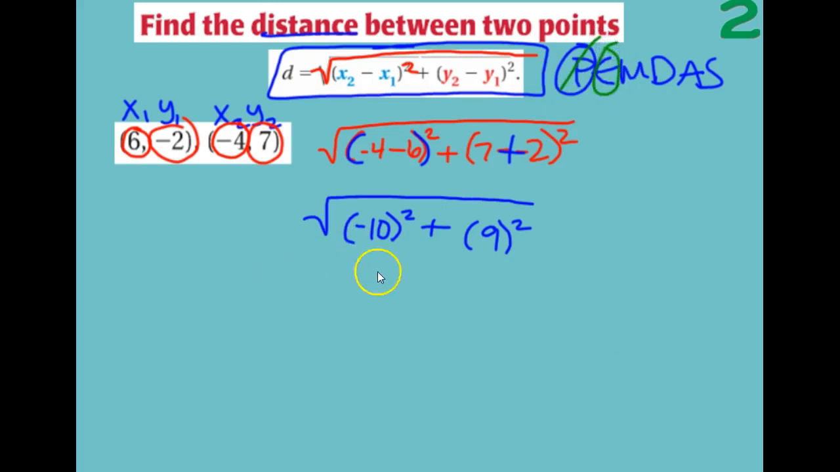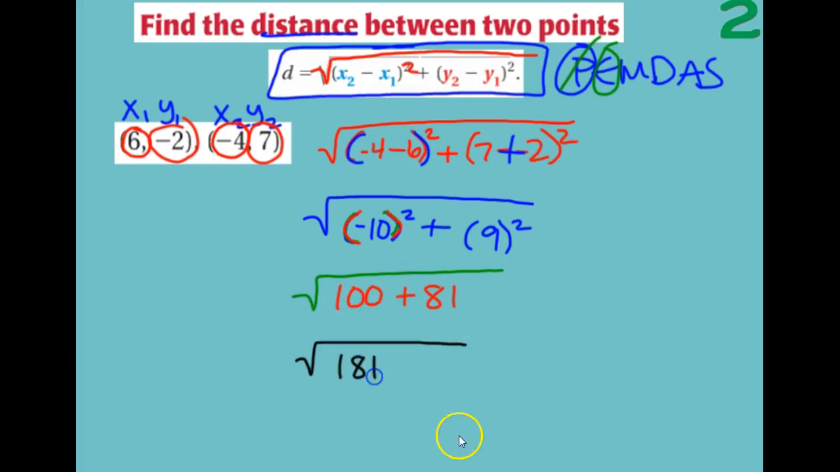Now we're going to do our exponent. So -10 squared, that's -10 2 times. So -10 times -10 makes a positive 100. Plus 9 squared, 9 times 9 is 81. So then finally, we can add and subtract. 100 plus 81 is 181. And then this would technically be our exact answer, but we might want to simplify this.